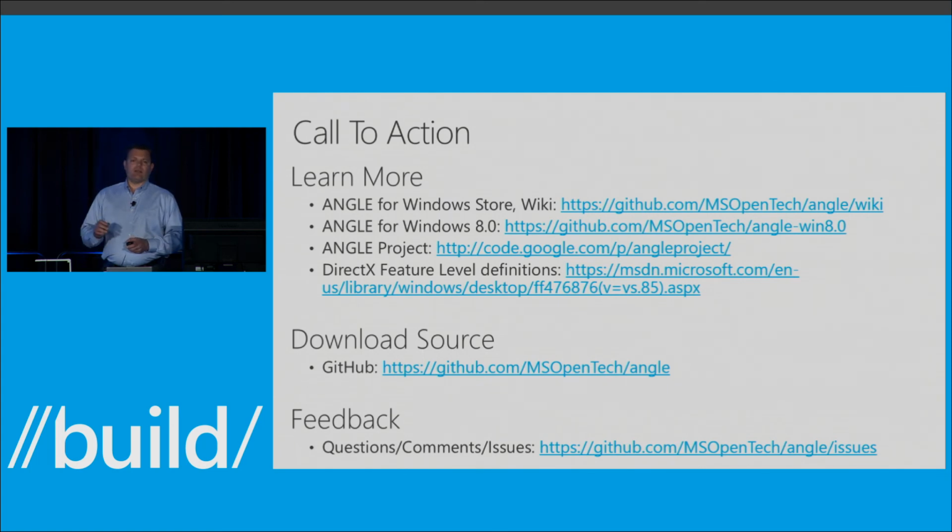Link to the core ANGLE project itself, and we talked about feature levels. There's a definition there. To get started on ANGLE, I showed you the GitHub site, the homepage. There's a download link in the bottom corner. You can download the source as a zip, find the solution file for ANGLE, build it, and you're off and running.